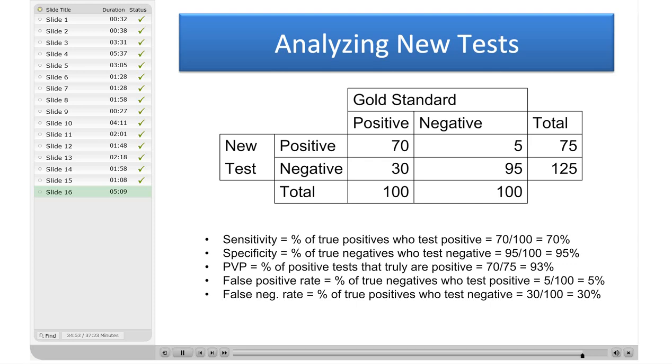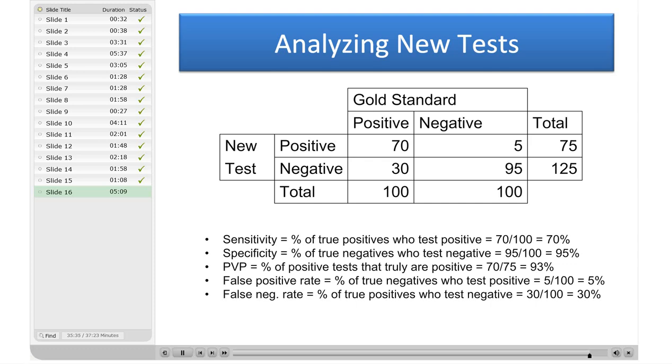The sensitivity is defined as the percentage of true positives who test positive using the new test. In other words, the percentage of people who really have the disease who actually test positive for the disease. Obviously, we would like this to be as close to 100% as possible. In this example, it's equal to 70%. Specificity is the percentage of true negatives who test negative. In other words, the percentage of people who really don't have the disease who actually test negative. In this example, there are 100 people who do not have the disease. 95 of those people test negative. So the specificity is 95 out of 100, which is 95%.